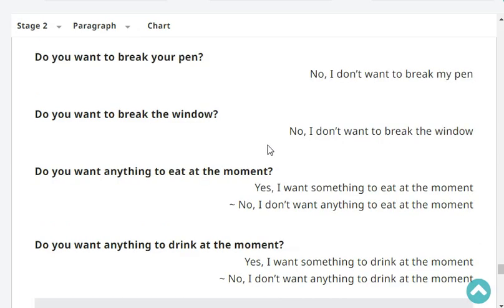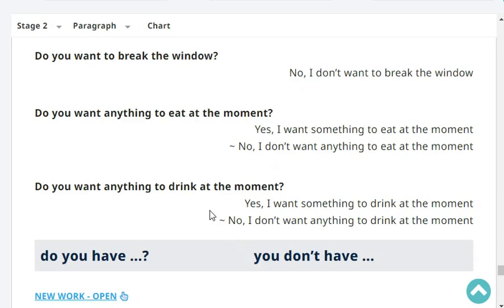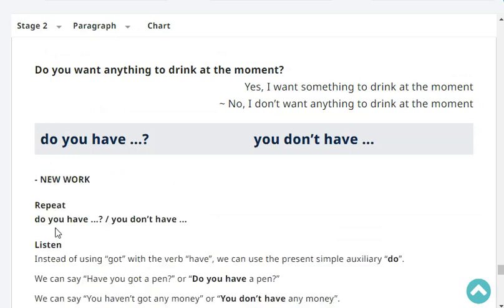Do you want anything to eat at the moment? Yes or no? Yes, I want something to eat at the moment. Do you want anything to drink at the moment? Yes or no? No, I don't want anything to drink at the moment. Very good. Next, repeat. Do you have?